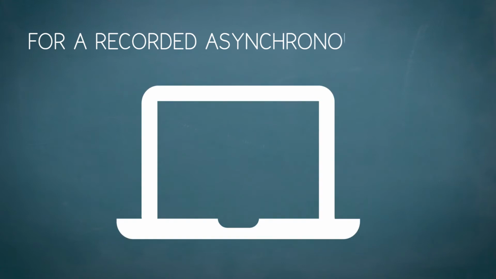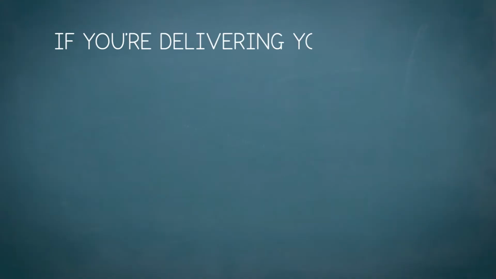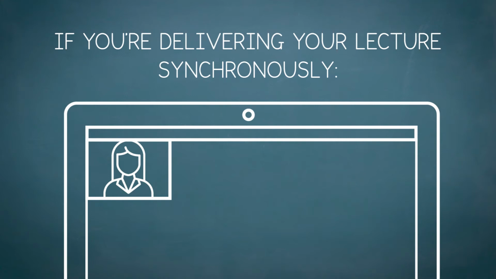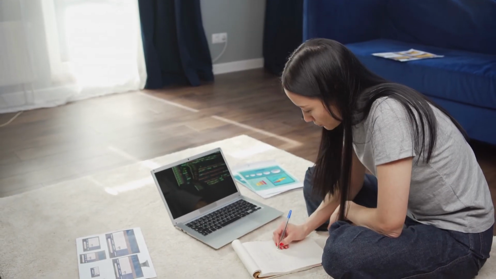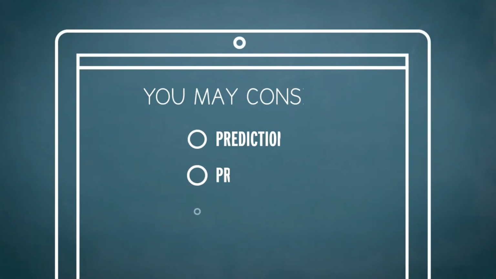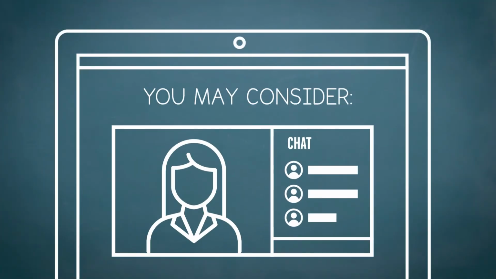For a recorded asynchronous lecture, include cues for students to pause the video and complete the relevant section of the worksheet. If you're delivering your lecture synchronously, create a slide for each prompt and then pause and ask students to complete the sentence. You may consider using a polling tool or having students post their predictions in the chat.